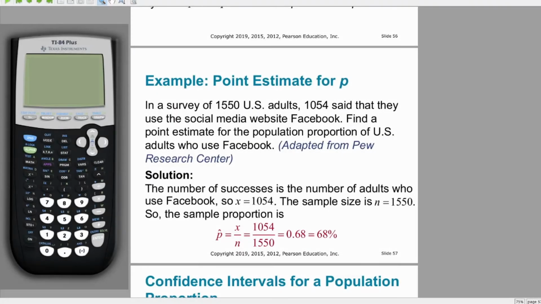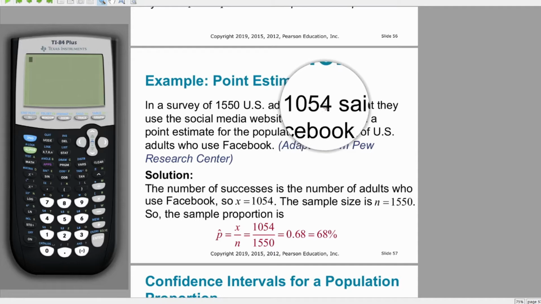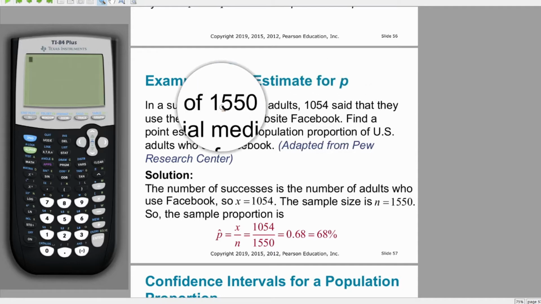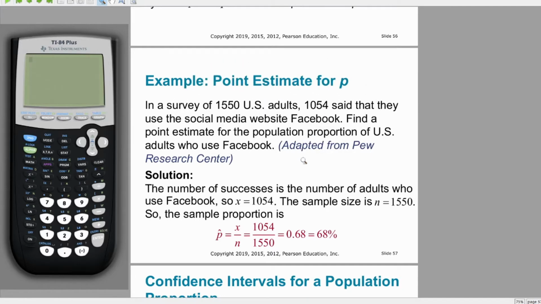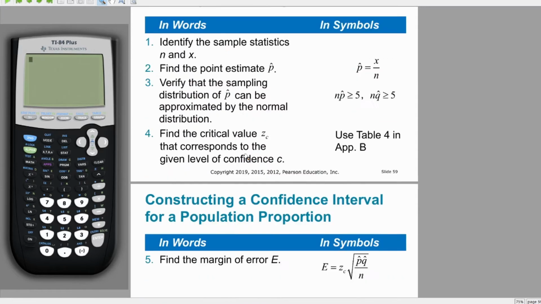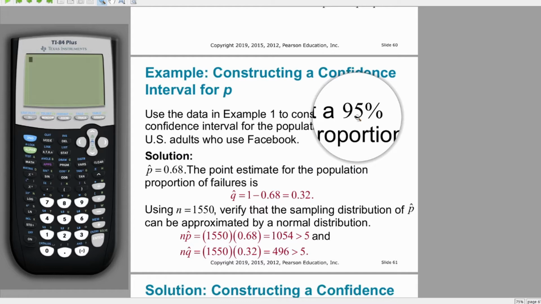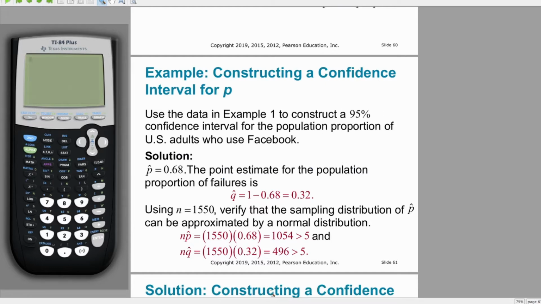So now we're going to start looking at how we can get these confidence intervals in terms of proportions instead, where it's actually not that different. Here we have this survey of people who use Facebook, where 1,054 said that they do out of 1,550, and we're going to use this to generate a 95% confidence interval.